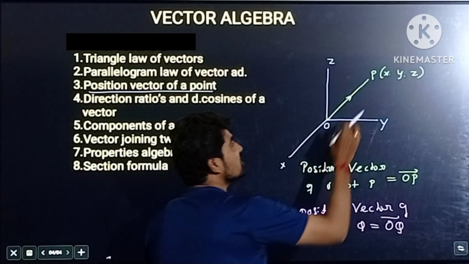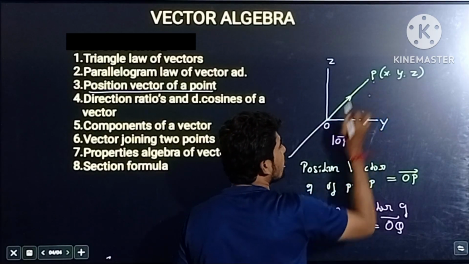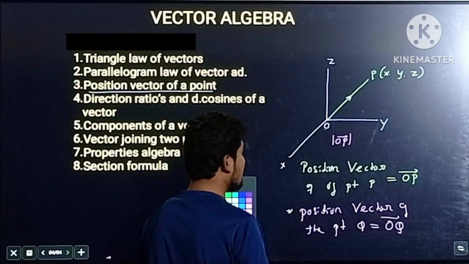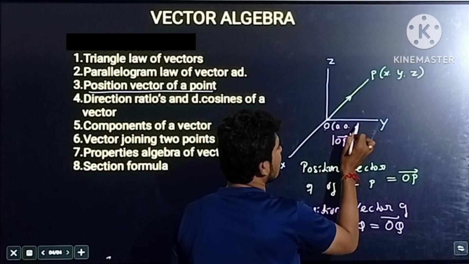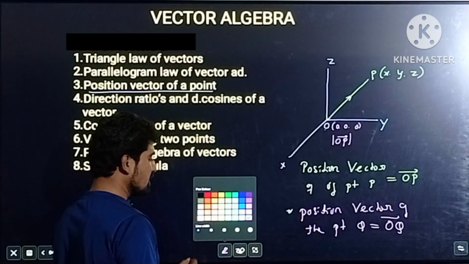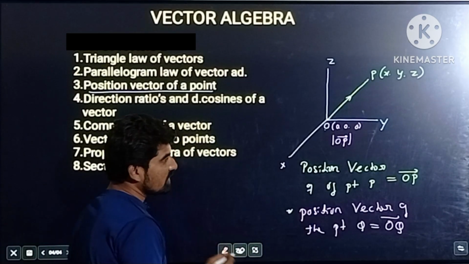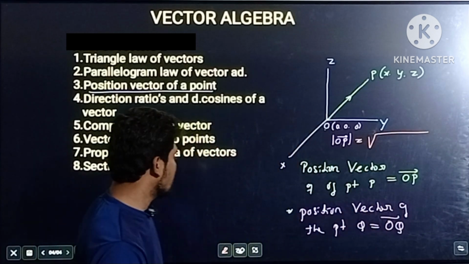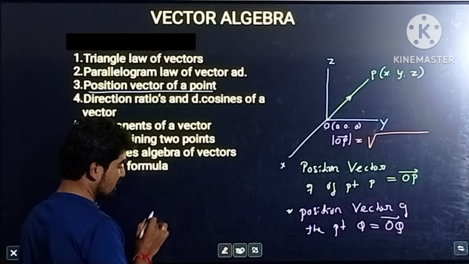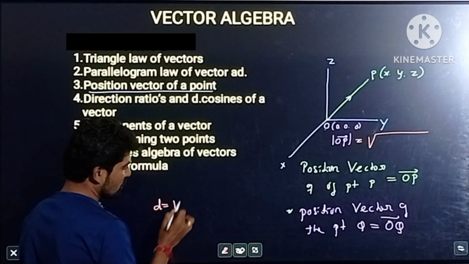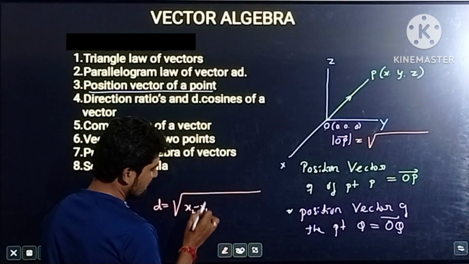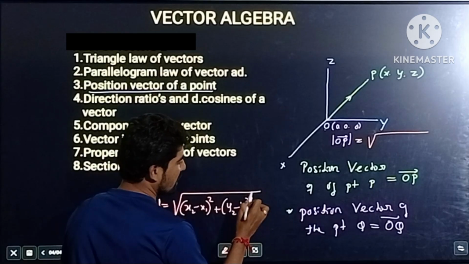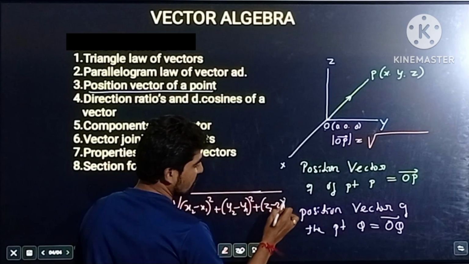Length of the OP vector means the distance between this terminal point and the initial point. As you know, the coordinates of the origin are 0, 0, 0. So we need to calculate the distance between the points O and P. As you know, the distance formula between two points, which we studied in our 10th class, is d equals square root of (x2 minus x1) whole square plus (y2 minus y1) whole square plus (z2 minus z1) whole square.